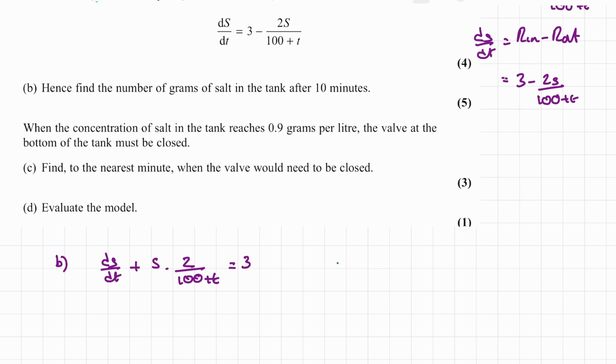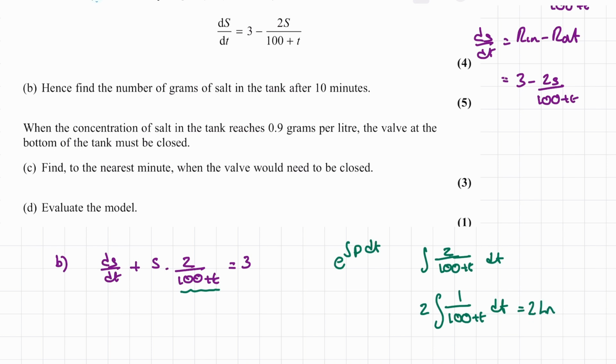So to work out our integrating factor, we can use the equation where e is raised to a power of the integral of P with respect to t. And this P term becomes 2 over 100 plus t. So if we integrate 2 over 100 plus t with respect to t, we can pull the 2 out in front, so this becomes 2, and then the integral of 1 over 100 plus t. When you integrate this, we get 2 times the natural log of 100 plus t.